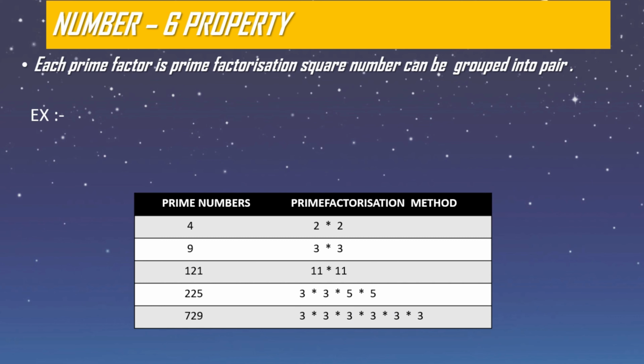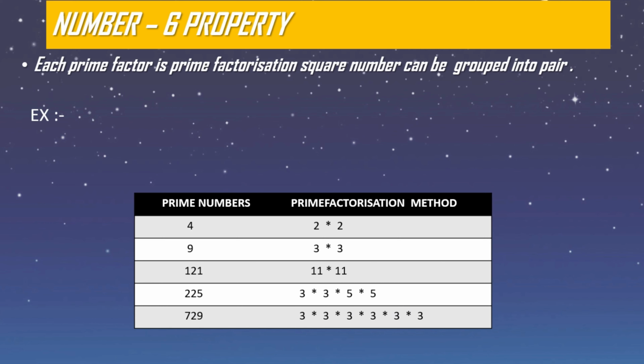Let's see property number 6. Each prime factor in the prime factorization of a square number can be grouped in pairs. Let's see examples. These are all prime numbers and next these are all prime factorizations. The number is 4 and its prime factorization is 2 into 2, that is 2 square, 2 into 2 that is 4. Next 9, 3 into 3 that is 9, that is 3 square. 11 into 11 means 11 square that is 121.